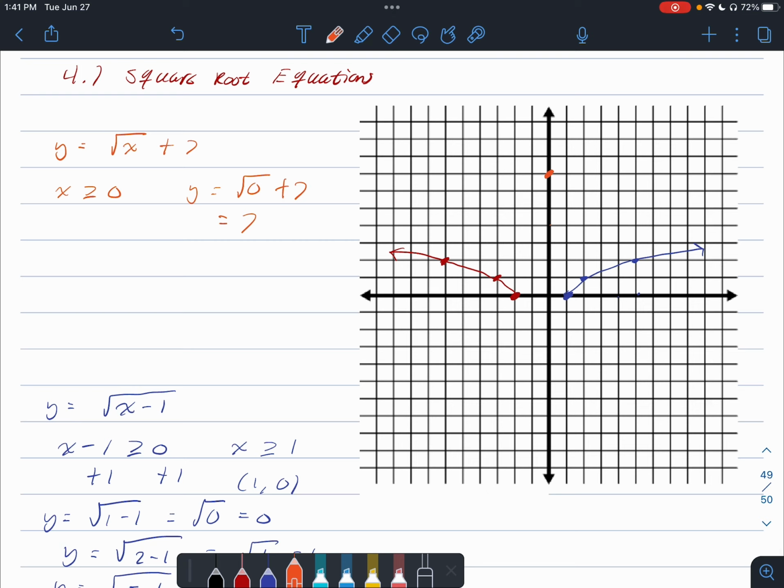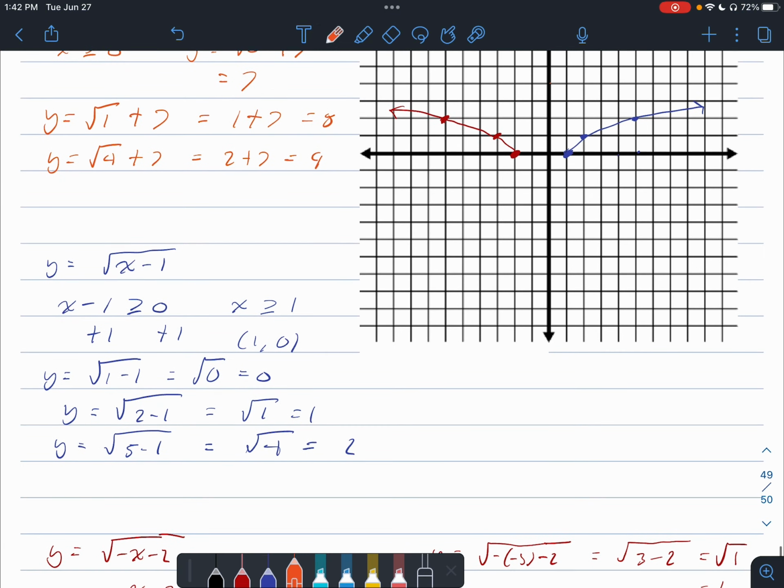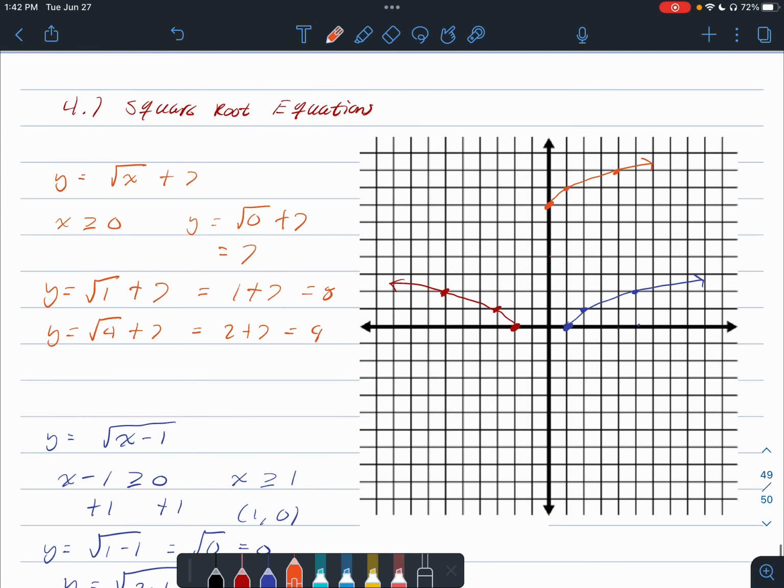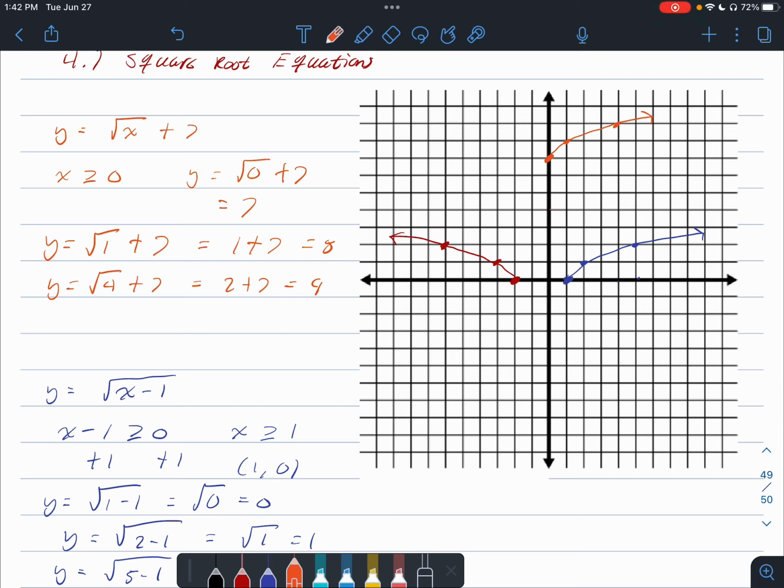All right, but we want everything to be greater than or equal to 0. So let's plug in x equals 1. y equals the square root of 1 plus 7, or that's just 1 plus 7, or 8. So if we go over to 1, we'll go up to 8. If we try 4, y equals the square root of 4 plus 7, we'll get 2 plus 7, which is 9. So if we go over to 4, we're going to go up to 9. So this is going to be the basic shape for this graph. So hopefully that helps you better understand how square root functions and equations work, or at least how they look on paper.